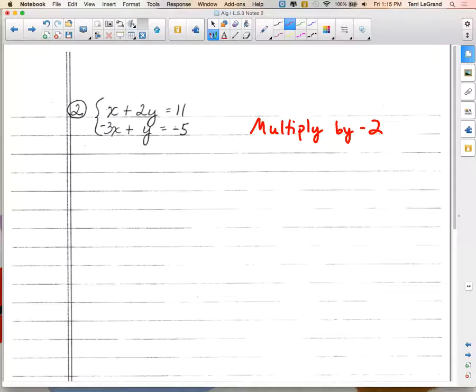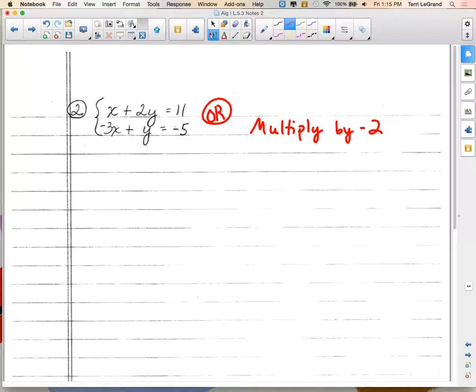If we multiply the first one by +3, what's that going to do for us? Get rid of the x's, it would create opposites. So we're going to put an "or" here. We have two options. You're not going to do both of them.